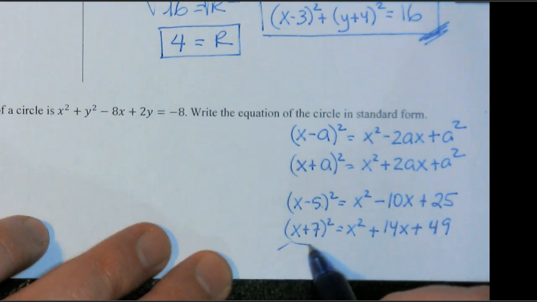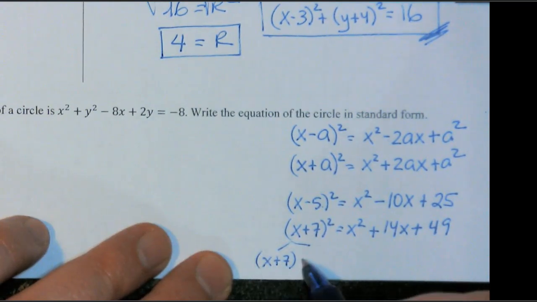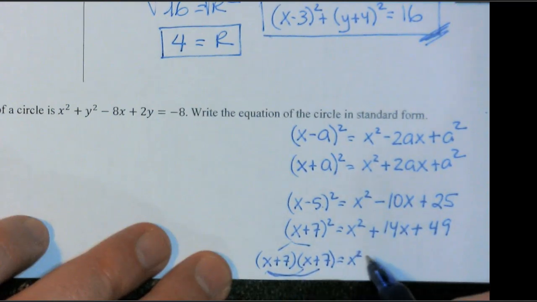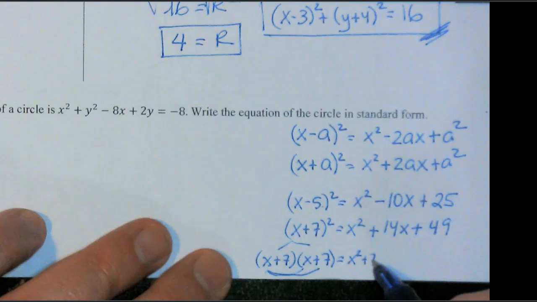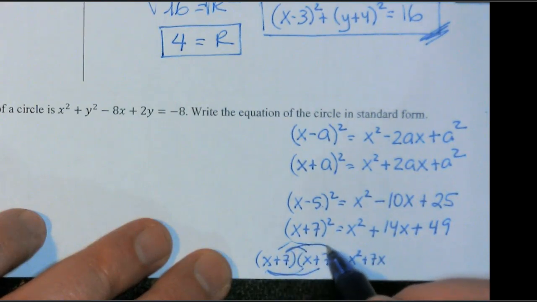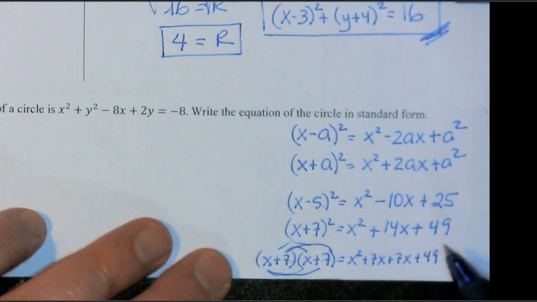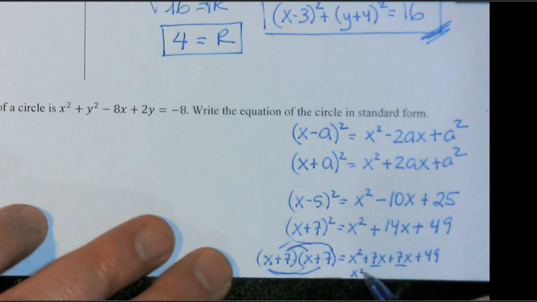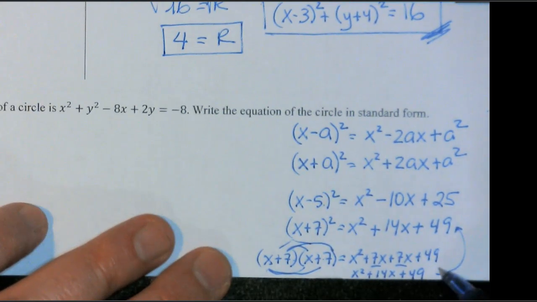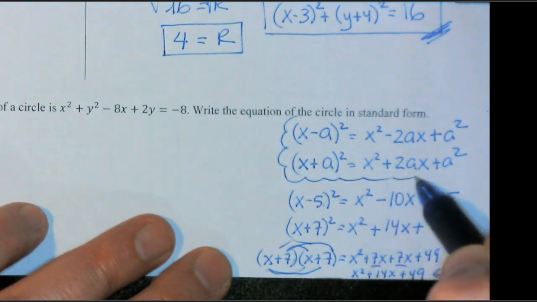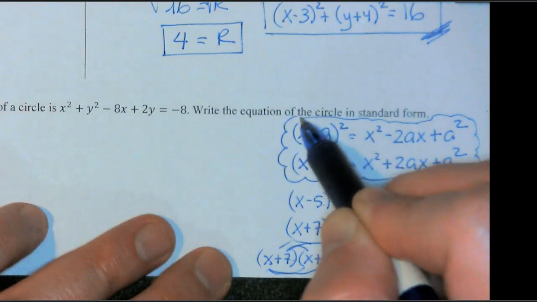Please remember, this is the same as x plus 7 times x plus 7. So we do x times x is x squared, x times 7 is 7x, and then 7 times x is 7x, and then 7 times 7 is 49. We combine like terms, so this would be x squared plus 14x plus 49. In other words, we get the same answer. It's just that this way we're using the formulas that help us get the answer a little bit faster.